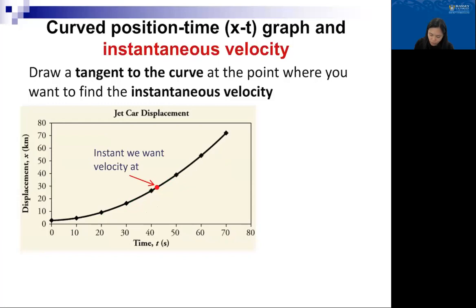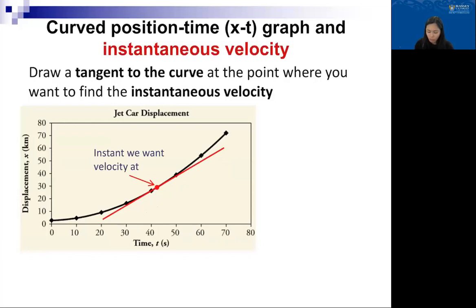So we wanted to find the velocity at this particular point. And we know to find the velocity, we need to find the change in position over change in time. And if you have a single point, there's no way of finding the change in position. So you need to draw a line that's tangent to the point where you want to find the instantaneous velocity, and then get the slope of this tangent line, right?